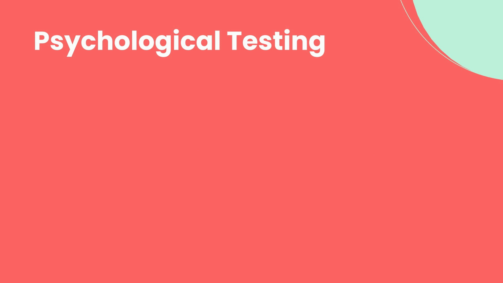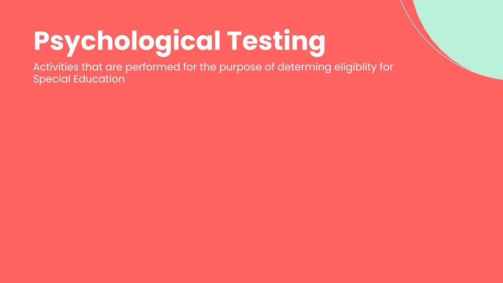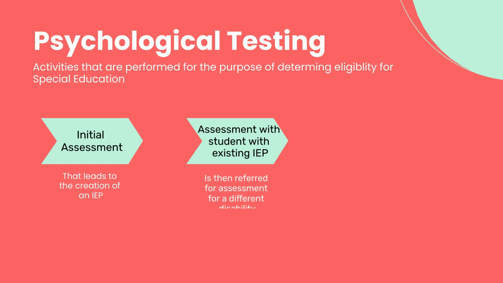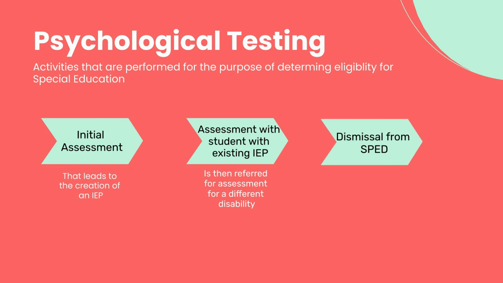Psychological testing is activities that are performed for the purpose of determining eligibility for special education. They include an initial assessment that leads to the creation of an IEP, an assessment for a student that has an existing IEP and is then referred for assessment for a different disability, whether that assessment leads to a revised IEP or not, and an assessment that leads to a dismissal from special education.